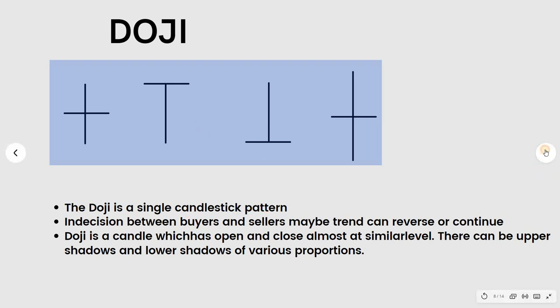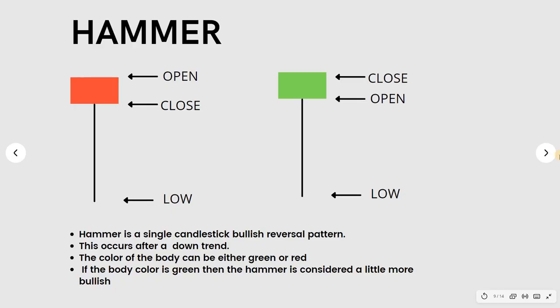The next candlestick pattern we will be looking at is the hammer. Let's read what a hammer really is. A hammer is a single candlestick bullish reversal pattern. It occurs after a downtrend. The color of the body can be either green or red. If the body color is green, then the hammer is considered a little more bullish.